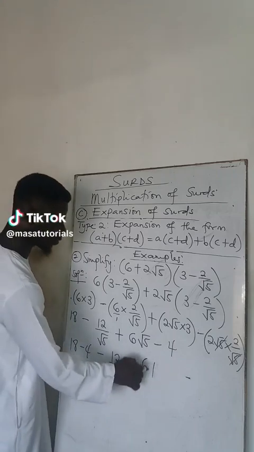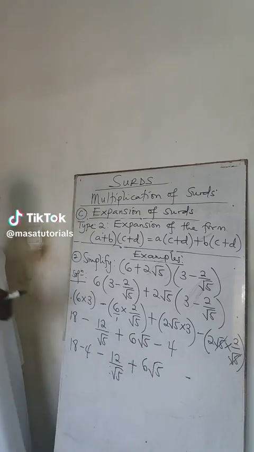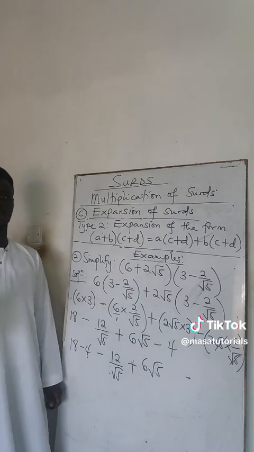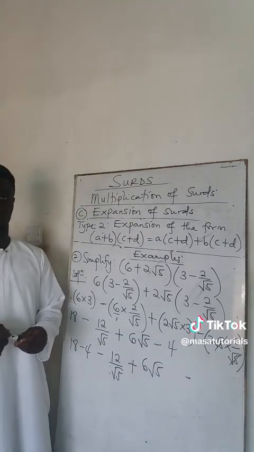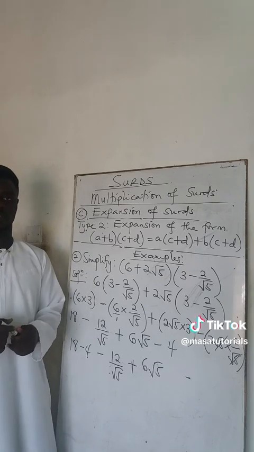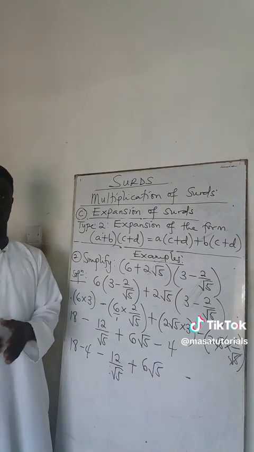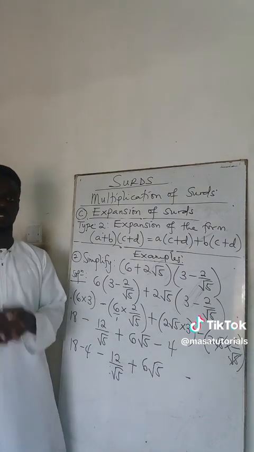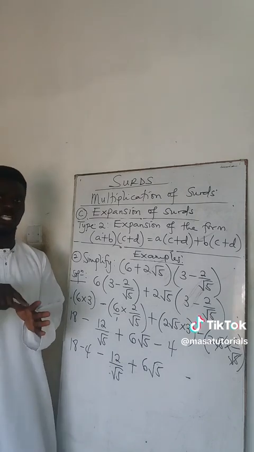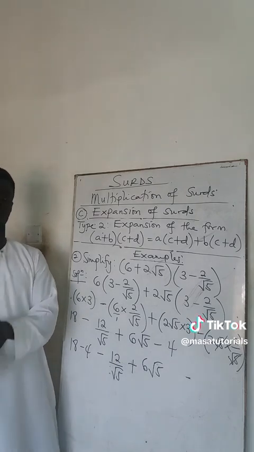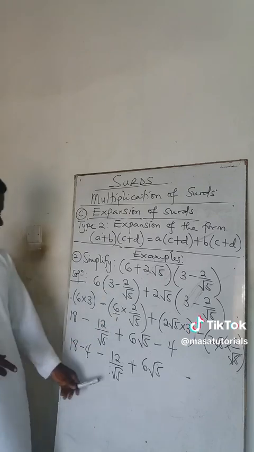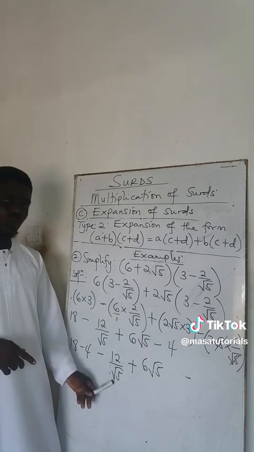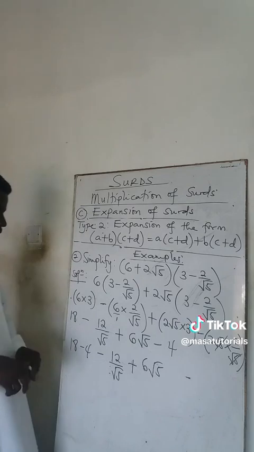Plus 6 square root of 5. Now we'll be doing something we call rationalizing the denominator of a surd. A surd is an irrational number. So when we rationalize an irrational number, we get a rational number. Take note of that. When you rationalize an irrational number, it tends to become what? A rational number. So we'll be rationalizing the denominator of this surd, which is an irrational number.